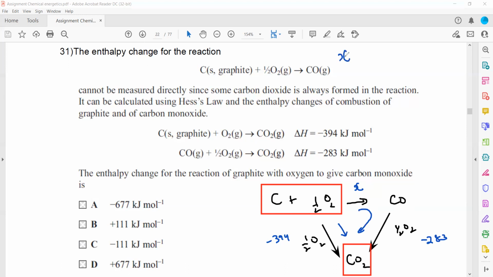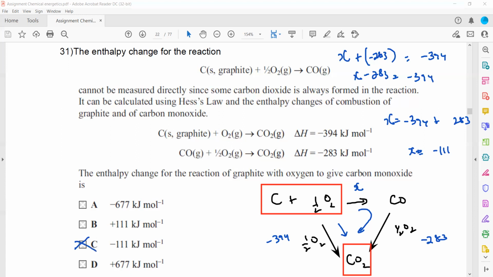So it will be X, then plus the energy change of minus 283, is equal to minus 394. So X minus 283 is equal to minus 394. Minus 283 moves to the other side, so minus 394 plus 283. When we substitute, it will be minus 111 kilojoule per mole. So C should be the right answer for question 31.